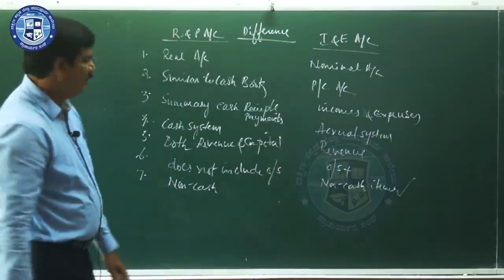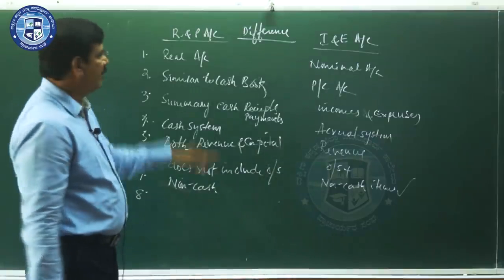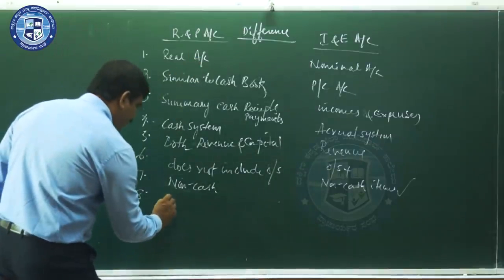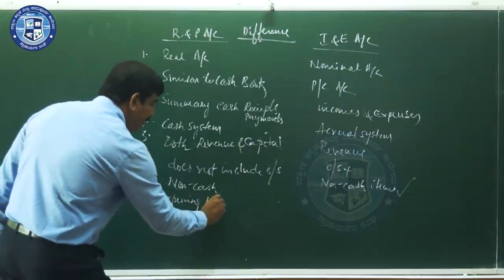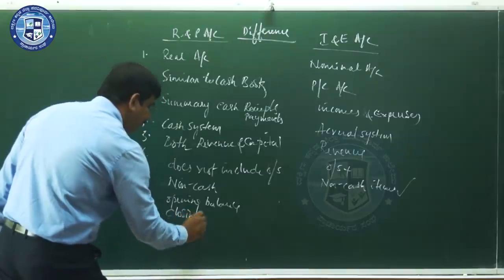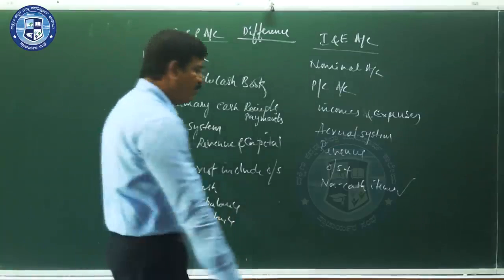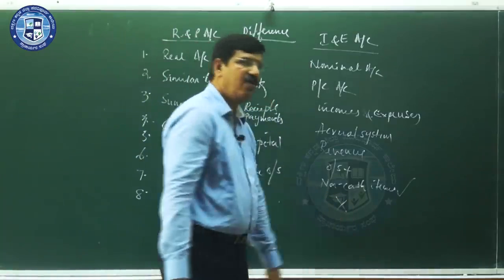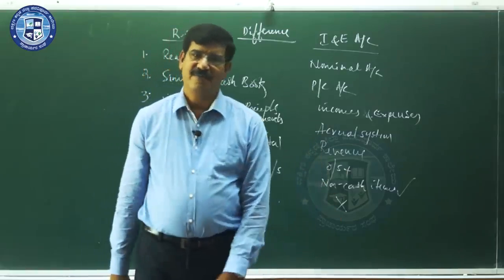And perhaps the last important difference is receipts and payments account begins with opening balance and ends with closing balance. But income and expenditure account does not have any opening balance and does not have any closing balance.